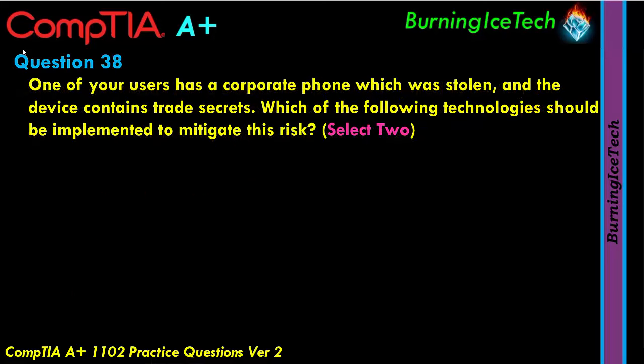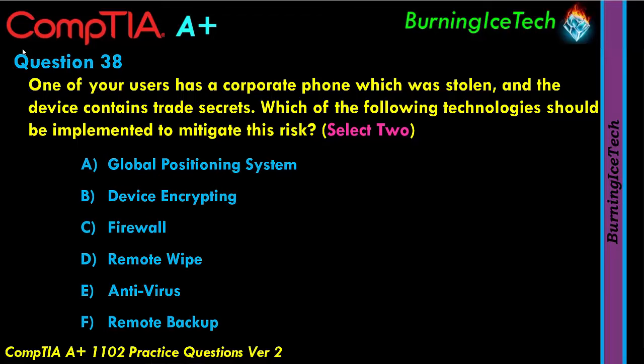Question 58. One of your users has a corporate phone which was stolen, and the device contains trade secrets. Oh boy. Which of the following technologies should be implemented to mitigate this risk? And once again, we've got to choose two by the looks of things. Alright, so we want to mitigate this type of risk.